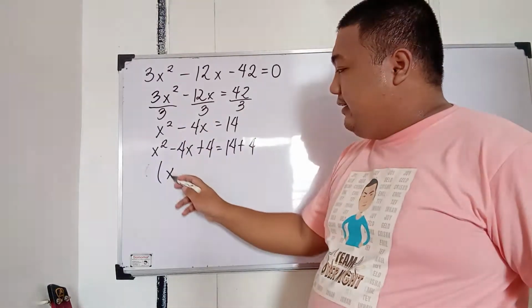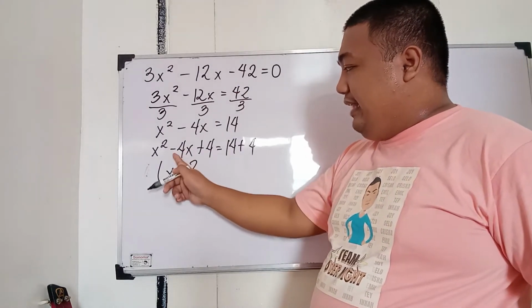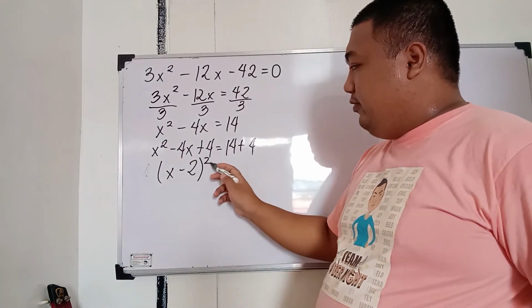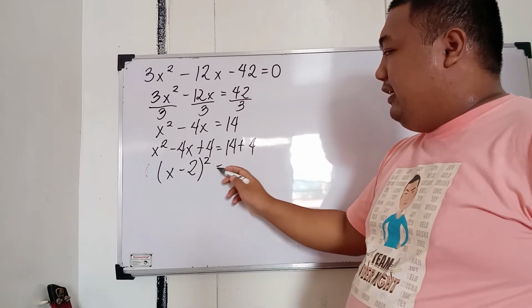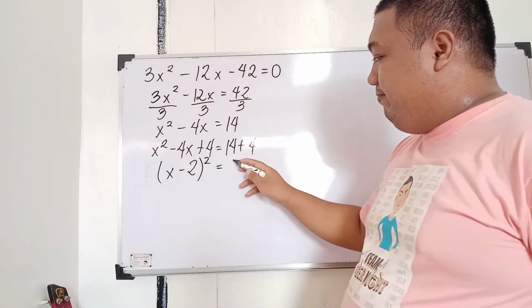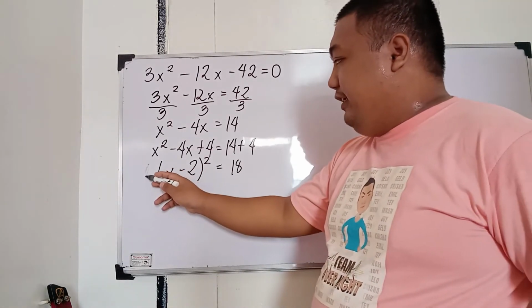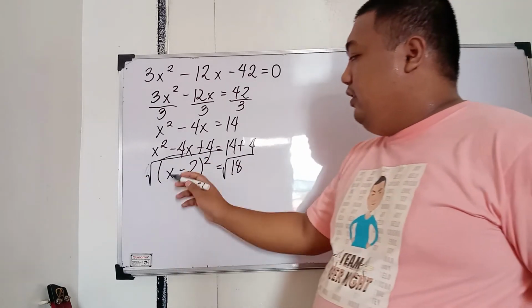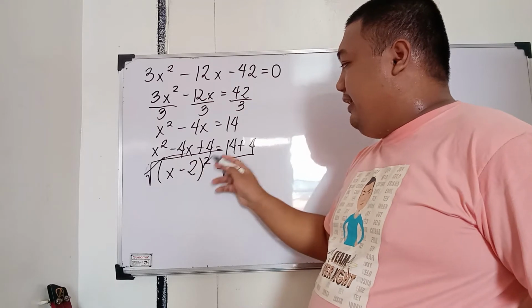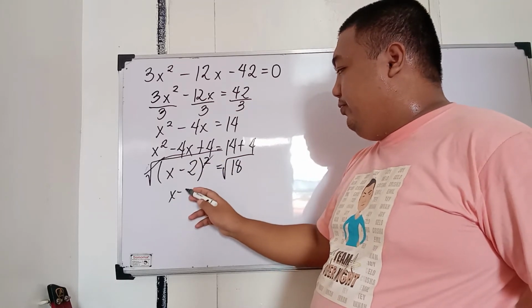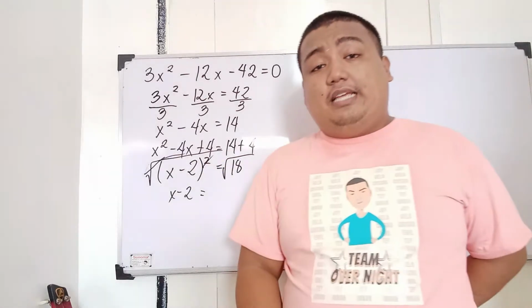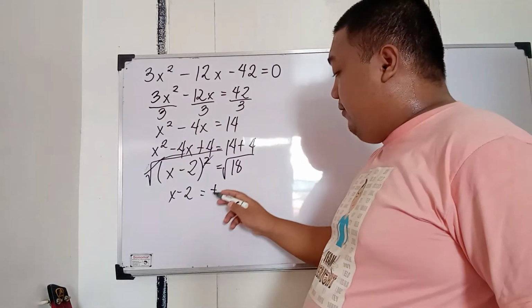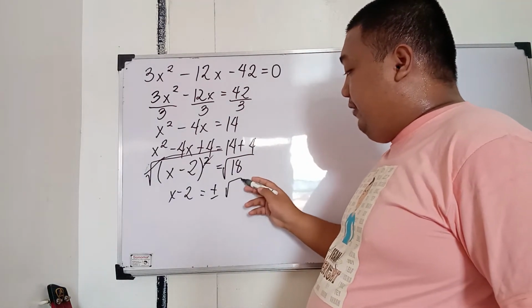So, that will be x. Then, 2. Ang nasa gitna ay negative. So, negative. So, x minus 2 squared equals 14 plus 4. That is 18. Then, after that, square root natin. So, cancel na yung square ng x minus 2. So, x minus 2 equals, may square root ba si 18? Wala. So, that will be positive or negative square root of 18.